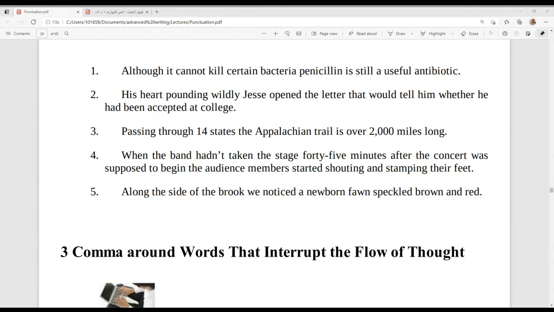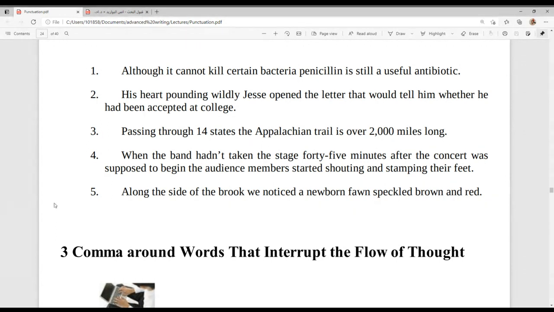When the band had taken the stage, 45 minutes after the concert was supposed to begin, the audience members started shouting and stamping their feet. Along the side of the brook, we noticed a newborn fawn, speckled brown and red.